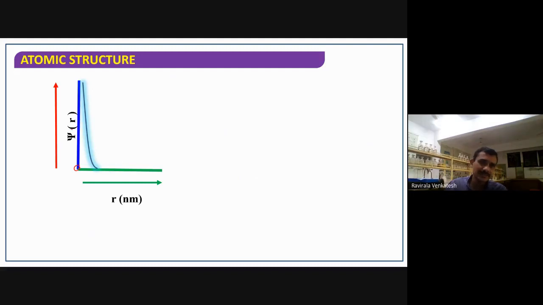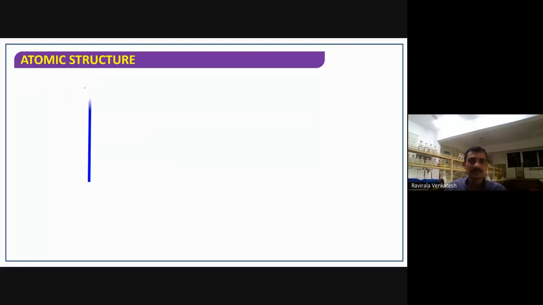Now psi is nothing but a wave function, and this is the radius, the distance from the nucleus. So the probability of finding the electron here is maximum. I will show this in the diagram. Psi square I will take. This psi square is what is called the orbital. Orbital means the region where the probability of finding the electron is 95%.